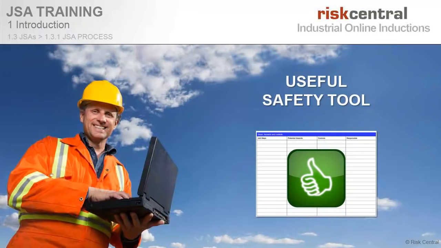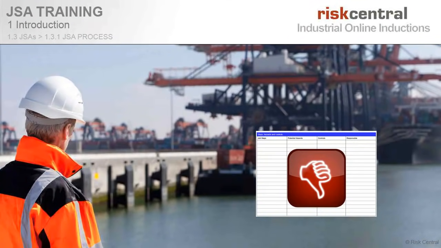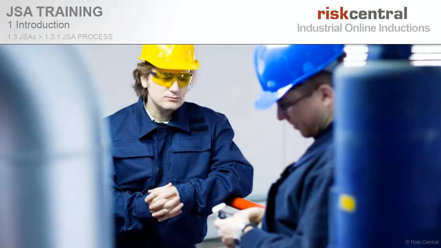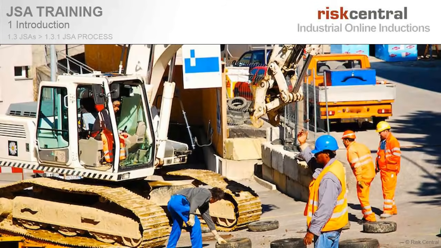A well-developed JSA used properly is a useful safety tool. However, a poor JSA may not only be ineffective in preventing injury, but can create an additional hazard, a false sense of safety. A poor JSA may give the impression that all appropriate controls have been put in place and the job is safe. Workers may relax, become less cautious, and fall into the trap of unidentified and uncontrolled hazards that are waiting for them.